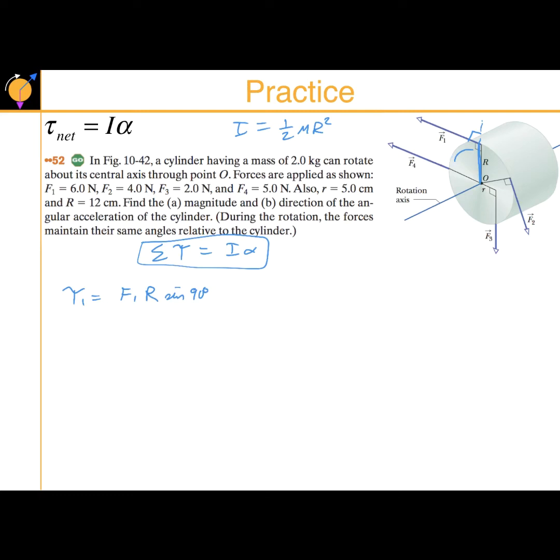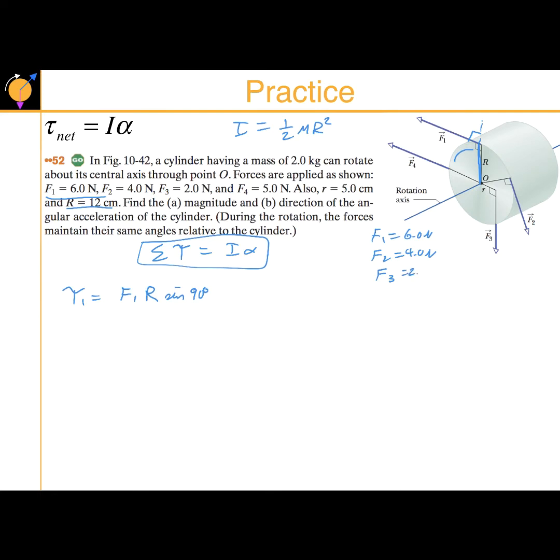So we plug in a force. The force is given here. It's 6 newtons, and the radius is given as 12 centimeters. Let me write a little summary here. F1 is 6 newtons. F2 is 4 newtons.